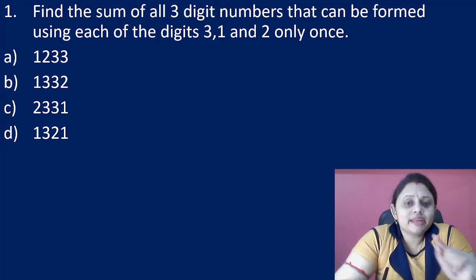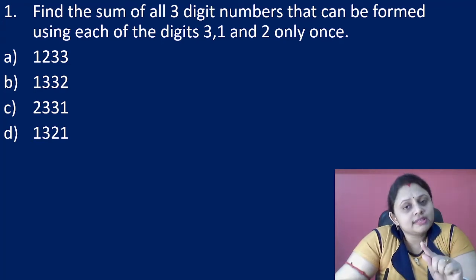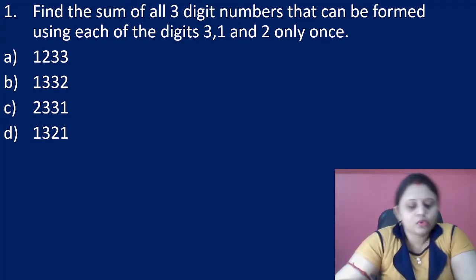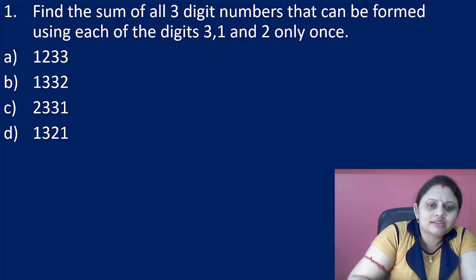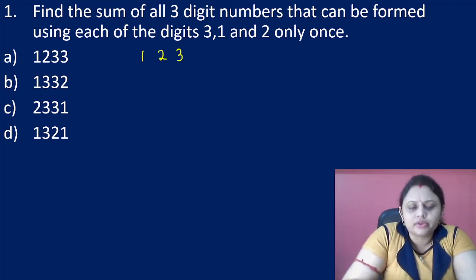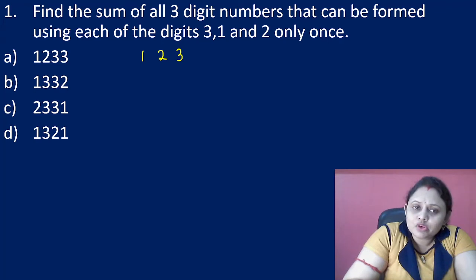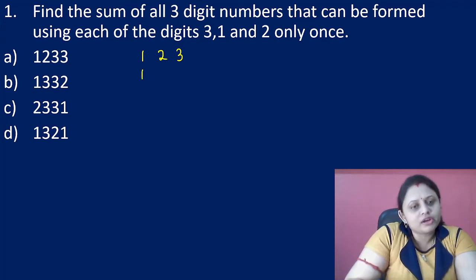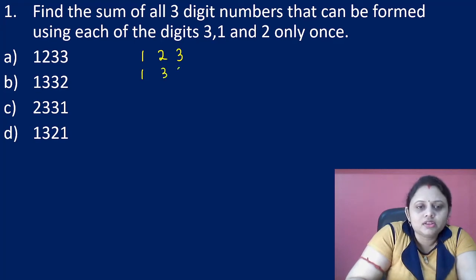First we will keep the position of a single digit fixed. Suppose I write starting from 1. So I can write a number that is 1, 2, 3. Next I will keep the position of 1 fixed and I will change the position of 2 and 3: 1, 3, 2.